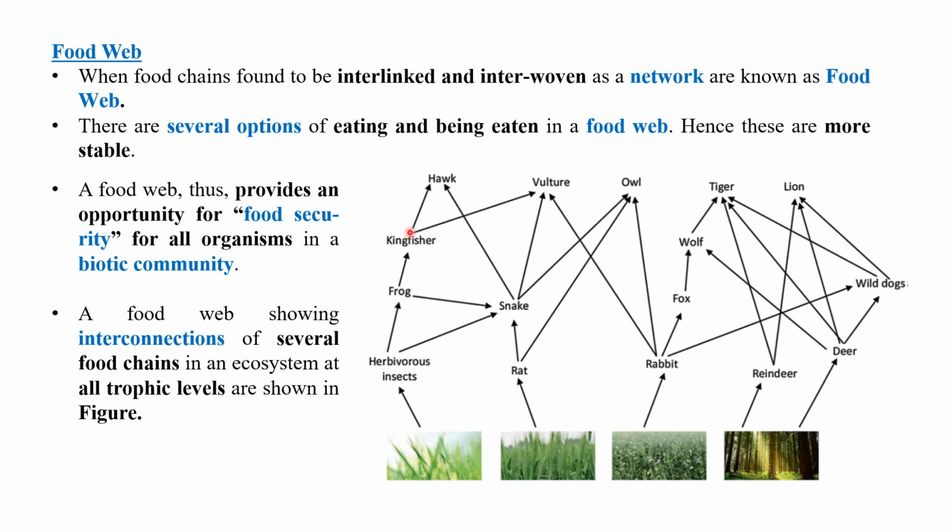You can see here, insects are being eaten by frog, kingfisher, and hawk. So these are the food chains. Rat is being eaten by snake and vulture. The rabbit is eaten by the fox. So this is how food webs are formed. The snake has lots of options. The snake can eat frog, herbivorous insects. A snake can also eat the rat. Likewise, the rabbit can be eaten by the fox and the wolf. All of them have lots of options for their foods. Similarly, the vulture also has lots of options for its food. So we can say that the food web provides a good opportunity for food security. So this is about the food web.